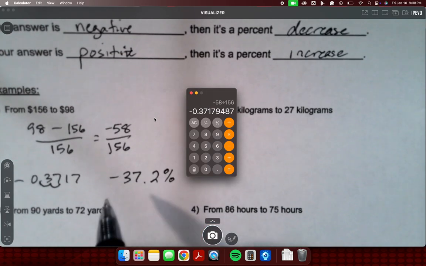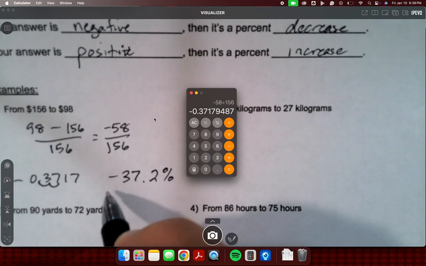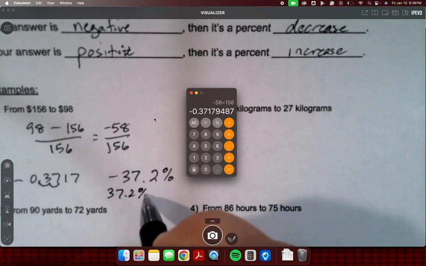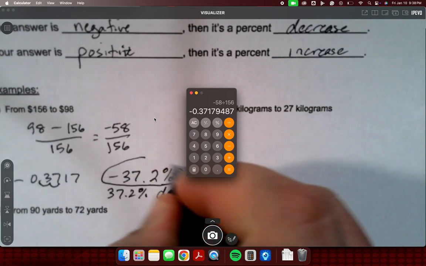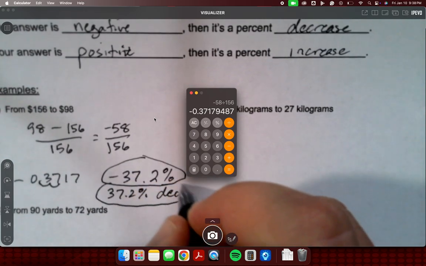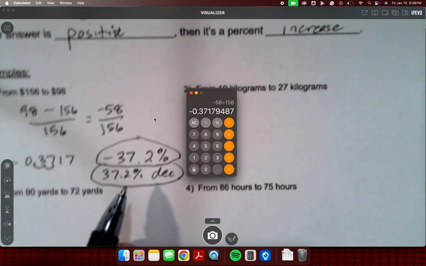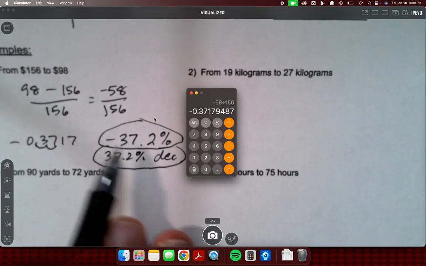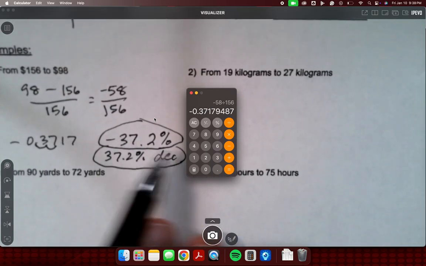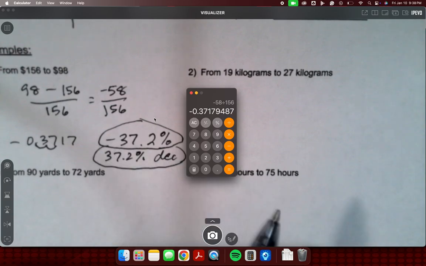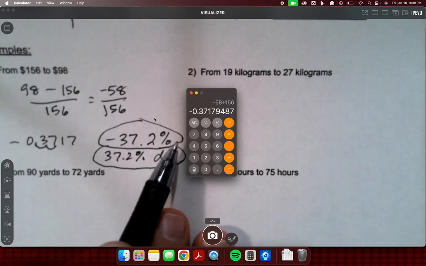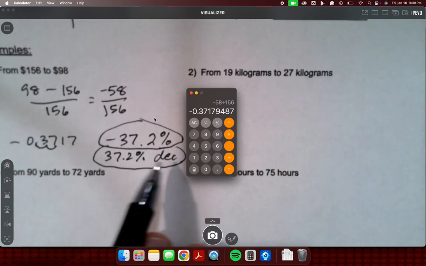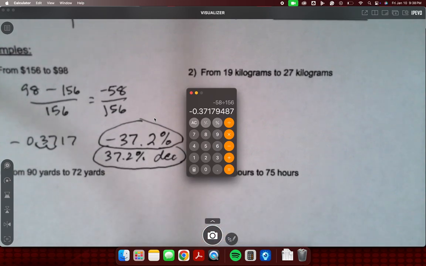Now I will accept the answer written this way, or you can say a 37.2% decrease. Either one of these answers is correct, because the negative implies decrease. However, do not put both a negative and say decrease, because that's like putting two negatives in and implying it's positive. So either just leave the sign negative and don't say decrease, or just use the positive version and say decrease. Either way, it's totally fine.